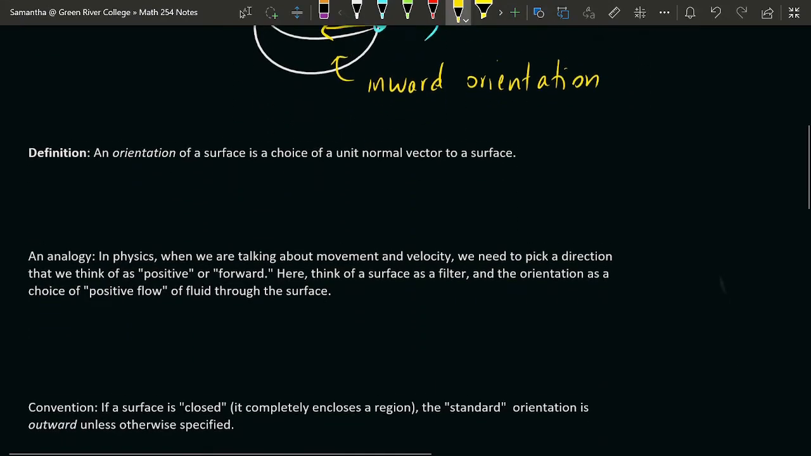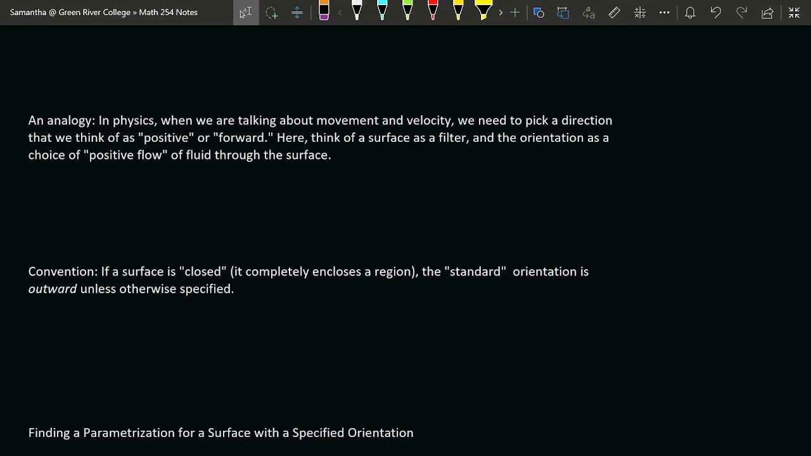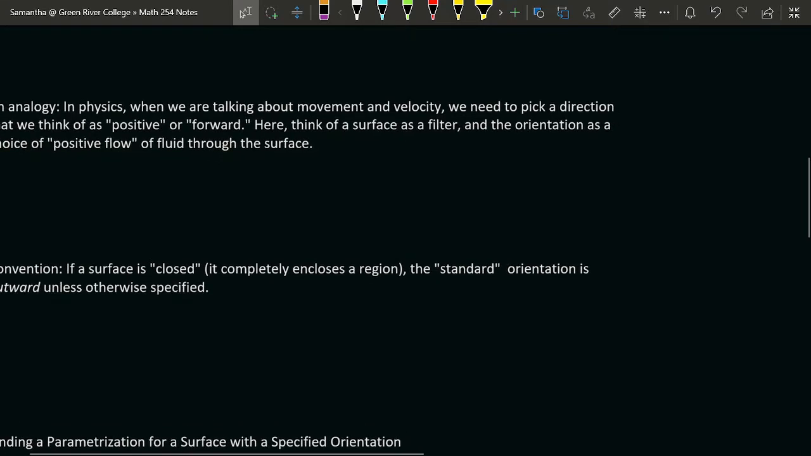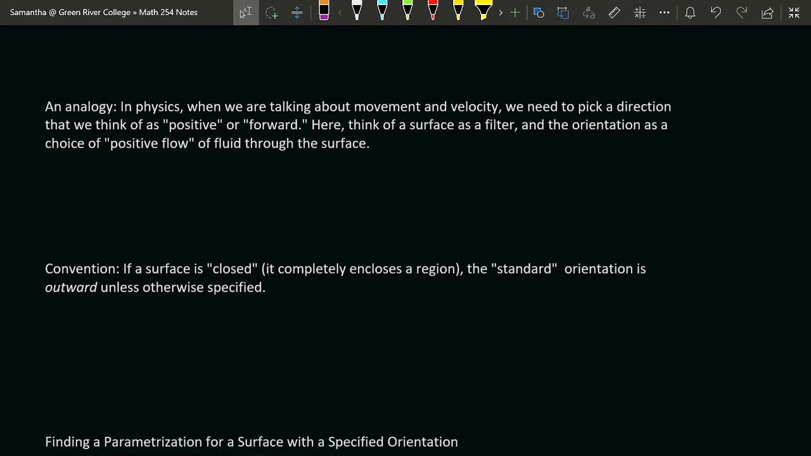Now, what are we doing when we choose an orientation? What are we doing when we choose a normal vector? To do an analogy, let's go back to physics for a minute. In physics, in order to make sense of things like displacement, velocity, etc., you had to decide at the beginning of the problem what direction was going to correspond to forward, what was going to correspond to the positive direction. What we're doing here when we choose an orientation for a surface is a very similar decision about what is going to be treated as positive and what is going to be treated as negative.